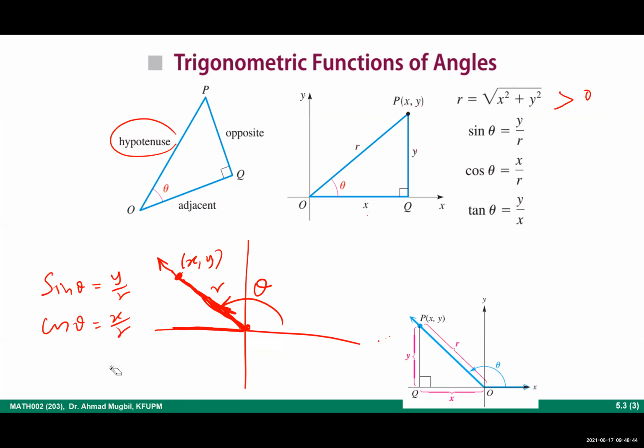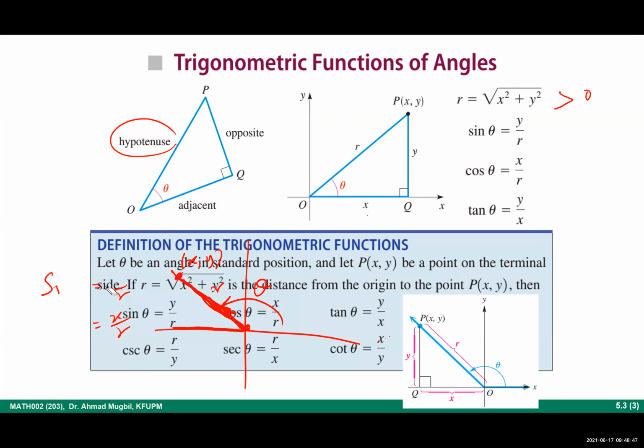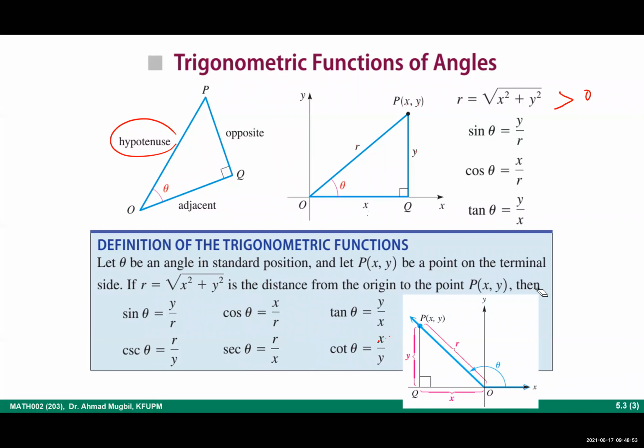So in this case, we have this definition for the trigonometric functions, and you know the definition of a function. Let theta be an angle in standard position. You know what we mean by standard position: the vertex at the origin, the initial side the positive x-axis, the terminal side anywhere. If (x, y) is a point on the terminal side, and R is the square root of x squared plus y squared, the distance from the origin to the point, then sine theta is y over R, cosine is x over R, tan is y over x.